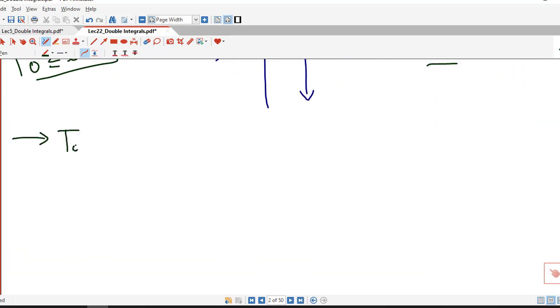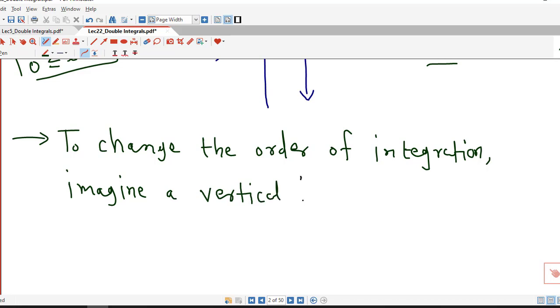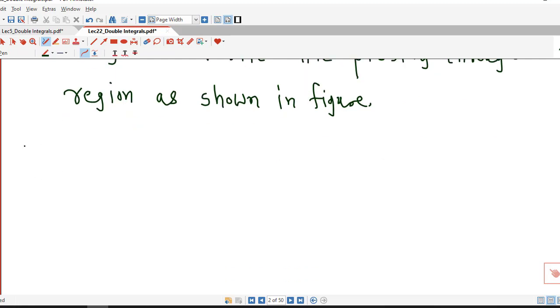Now we mention that to change the order of integration, we imagine a vertical line passing through the region of integration, as shown in the figure, and we have obtained new limits of integration.